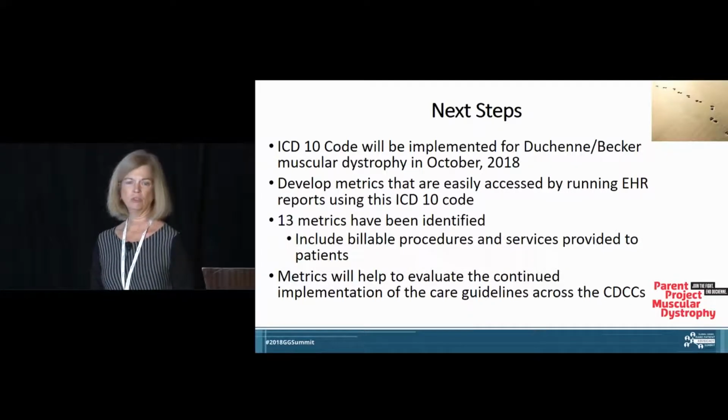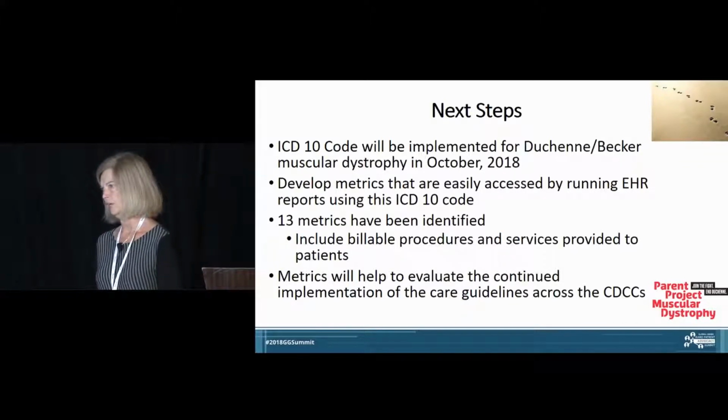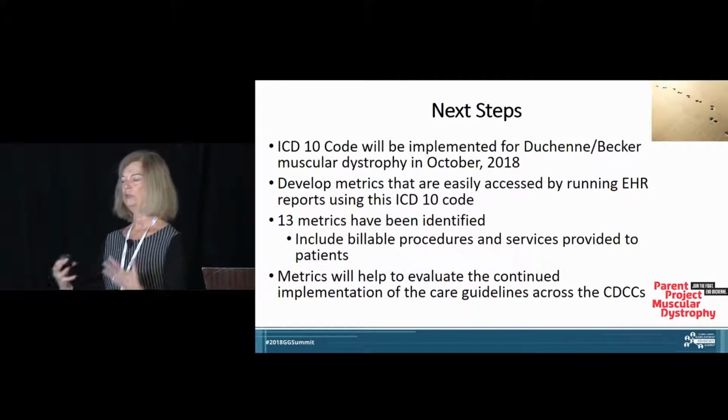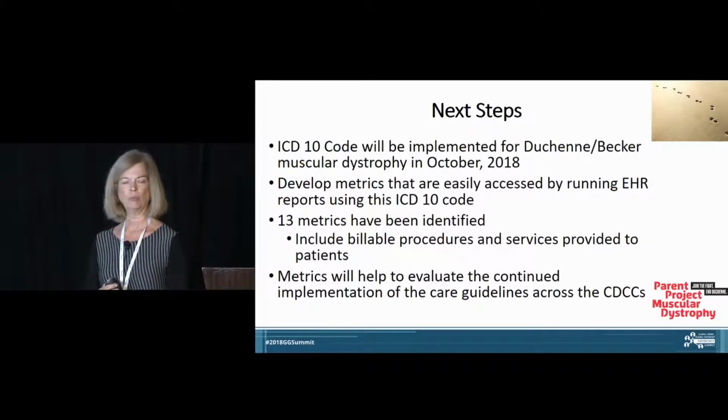With the ICD code, we've been able to develop metrics that are easily accessed by running an EHR report that will let us know about the services that people in our certified centers are receiving. So we've identified 13 metrics. We're going to start to run those from October to December, and then in December evaluate how well we were able to run reports on whether or not our patients at those centers were able to obtain these services. We know it won't be perfect because many patients don't get those services at the places where they're seen for care, but we think that it's a good start. And then with the ICD code, the metrics will help to evaluate the continued implementation of the guidelines across the certified centers. So we're hoping as more people become linked to this ICD code, we'll be able to pull the ICD codes and evaluate the care that people are receiving, as well as the impact of that care on quality and quantity of life.